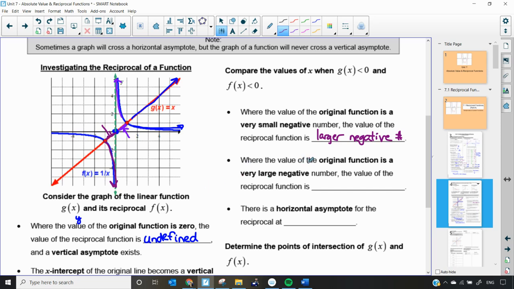And then where the value of the original function is a very large negative number, so as this continues to get bigger and bigger, notice that our negatives are becoming very, very small. So a very small negative number. And then there's a horizontal asymptote. So where our graph is approaching a horizontal line, that horizontal asymptote is occurring at y equals 0.